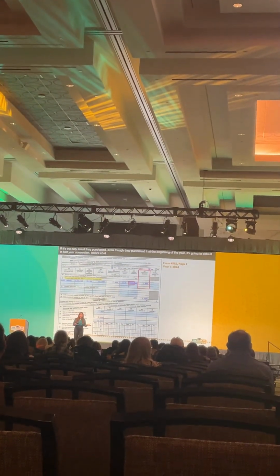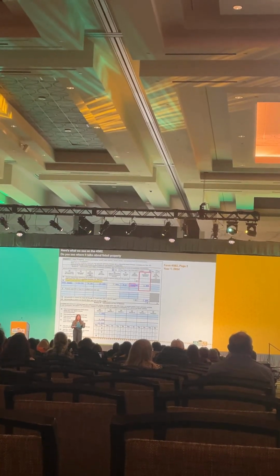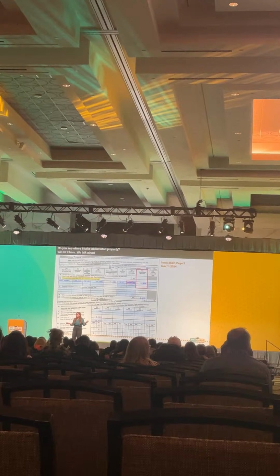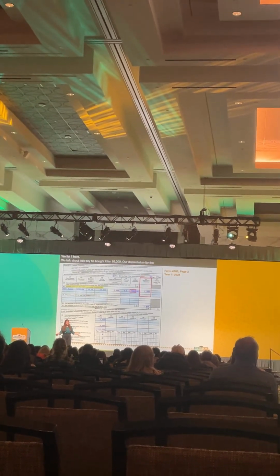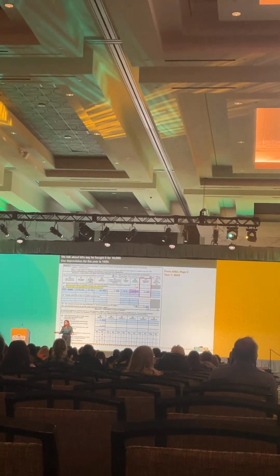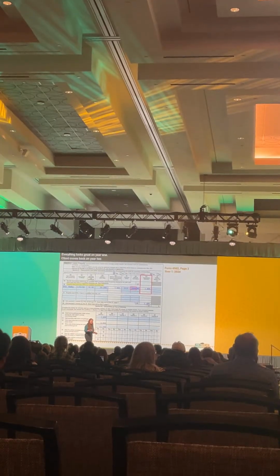Here's what we see on the 4562. Do you see where it talks about listed property? We list it here. Let's say he bought it for $10,000. Our depreciation for the year is $1,400. Everything looks great on year 1. The client comes back in year 2 with his perfect mileage log.